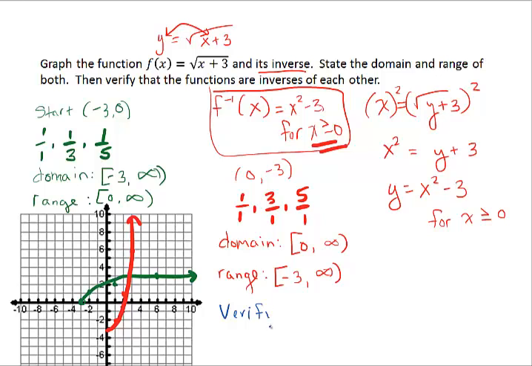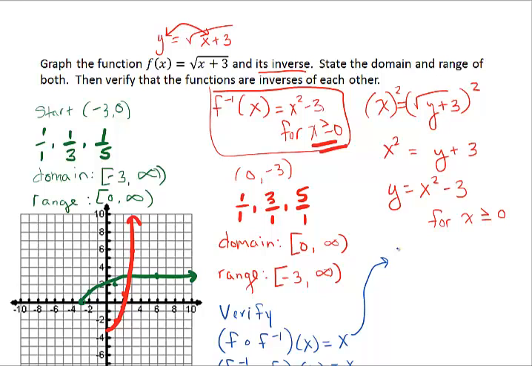Now if I want to verify that two functions are inverses of each other, I want to check the composition of f and the inverse of f of x to see that that gives me x. And I also want to check that the inverse of f composed with f of x is also x. Okay, so let's take the first one here. F of the inverse of f means that I'm going to take this inverse of f and I'm going to substitute it into the f function.